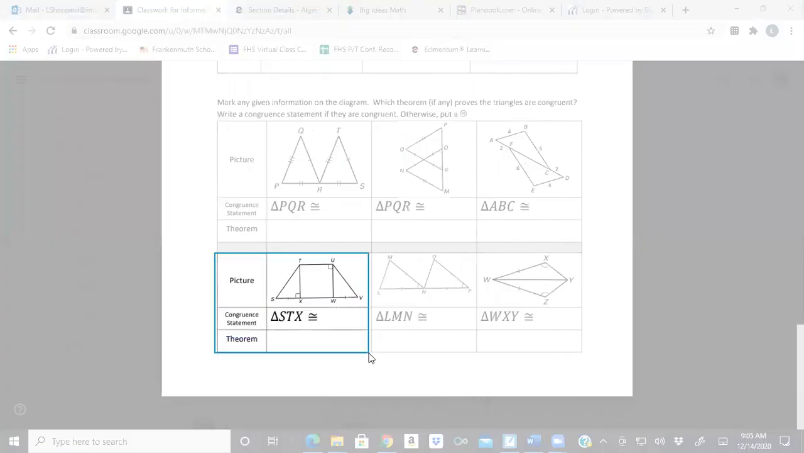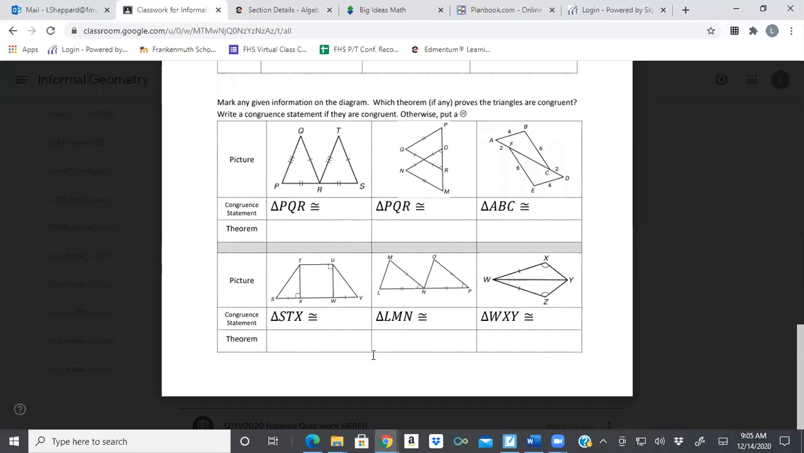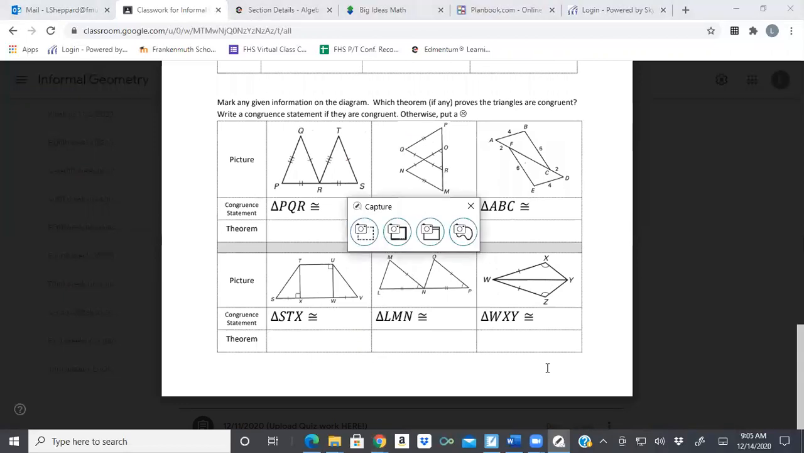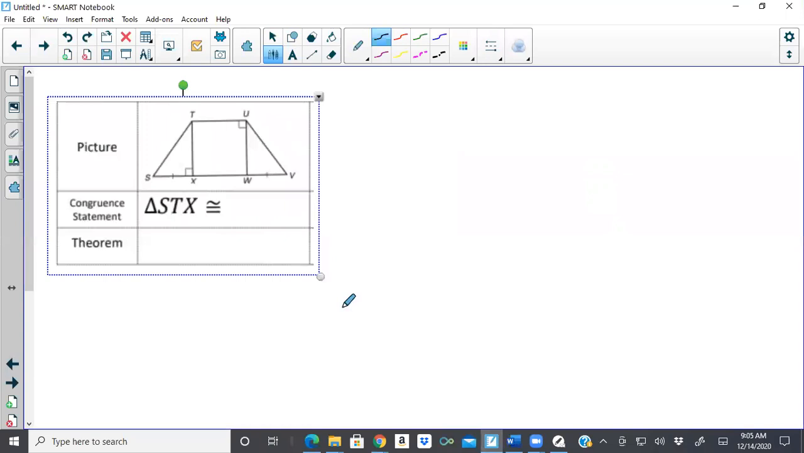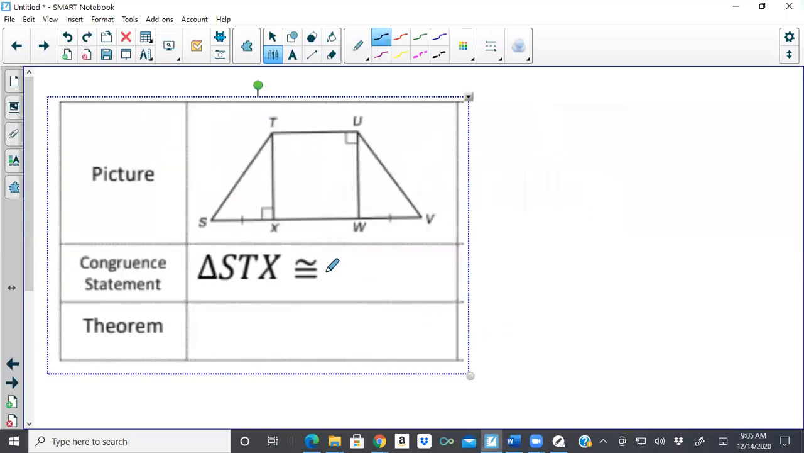So what I'm trying to say is, are the two triangles congruent to each other? Are they congruent to each other or not? If they are congruent to each other, what's the theorem that I'm using? So right here, I can see a picture and I'm marking all of the information that I know. I'm going to look through and say, okay, do I know anything about right angles? What do I know? Do I know anything about this angle right here? Or do I know anything about this angle right here?